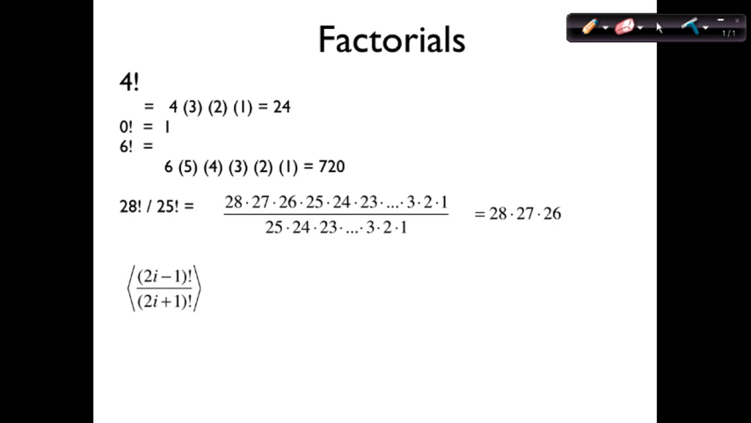Okay, so now what would this mean? So here's a sequence made up of some factorial expressions. Write out the first three terms of this sequence. What are the first three terms? What you get when i equals 1, what you get when i equals 2, and what you get when i equals 3. That's the first three terms. See if you can do that.